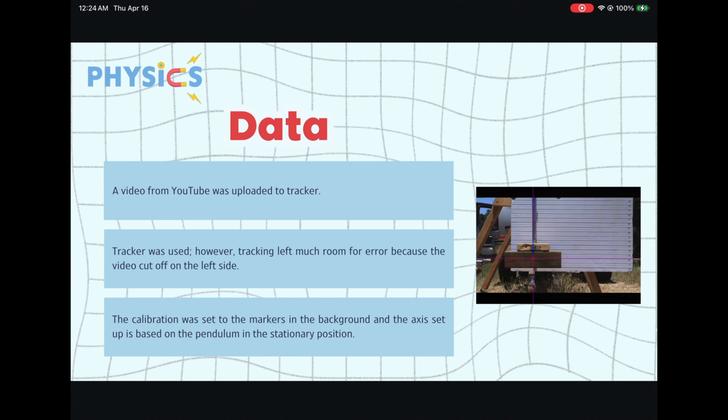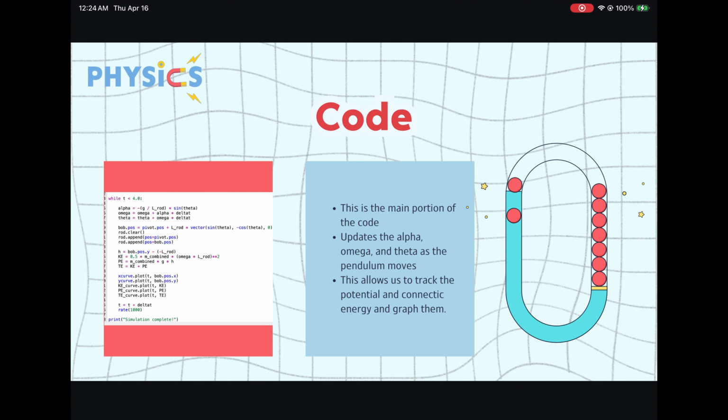This is the main portion of the code, which updates the alpha, omega, and theta as the pendulum is moving. This allows us to calculate not only the x movement and the y movement, but also the changes in potential and kinetic energy over time.